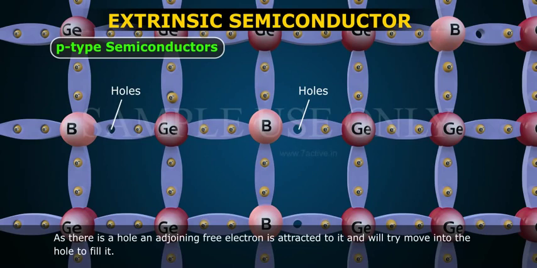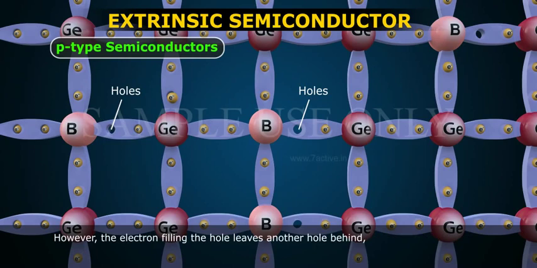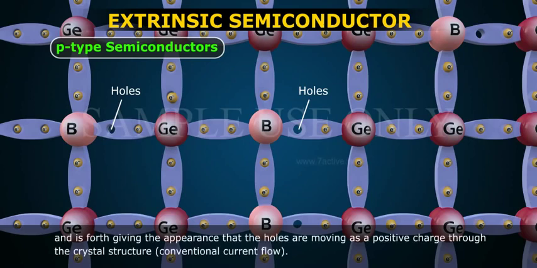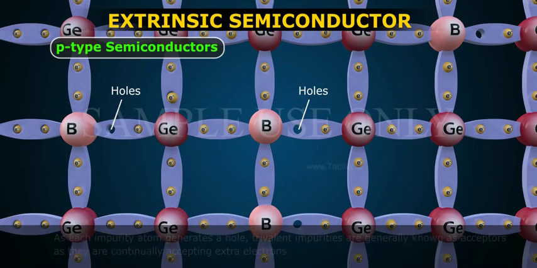As there is a hole, an adjoining free electron is attracted to it and will move into the hole to fill it. However, the electron filling the hole leaves another hole behind, and so forth, giving the appearance that the holes are moving as a positive charge through the crystal structure, which is conventional current flow.